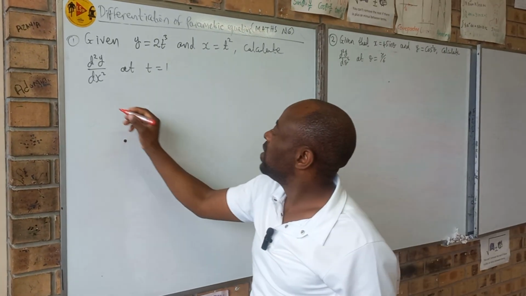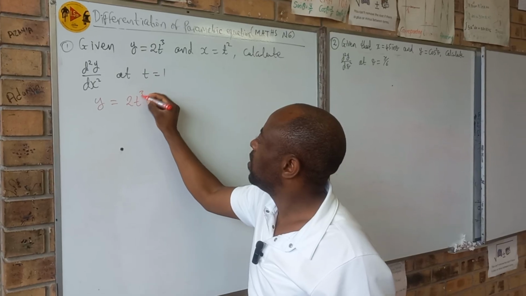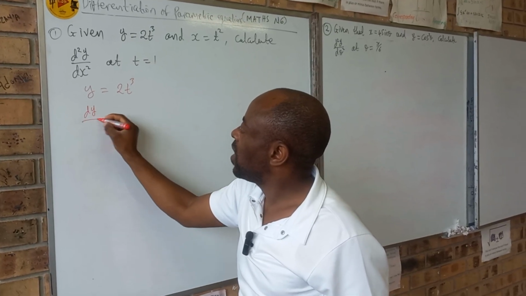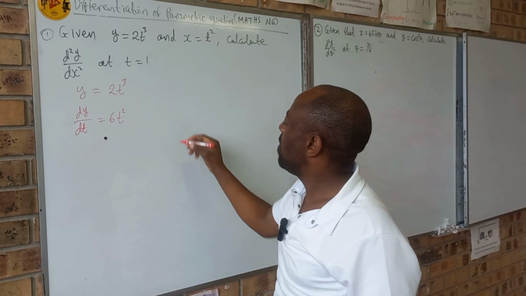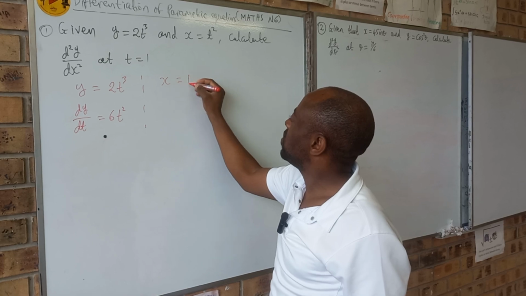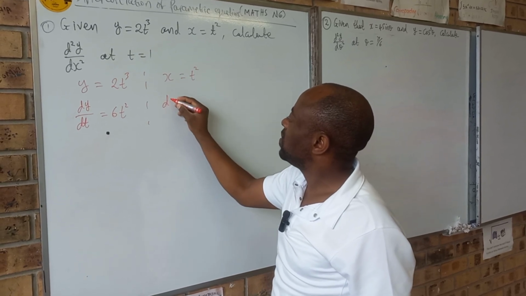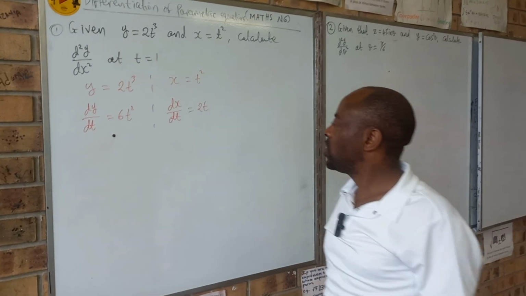So let's start. I'll have my y equal to 2t cubed. So I will differentiate y with respect to t. That gives me 6t squared. Then I also have my x equal to t squared. I will also differentiate x with respect to t. That will give me 2t.